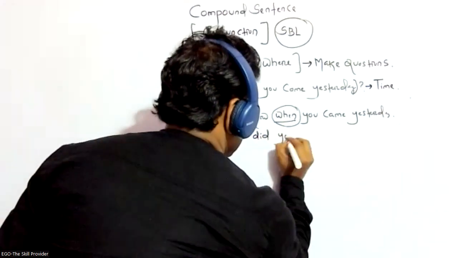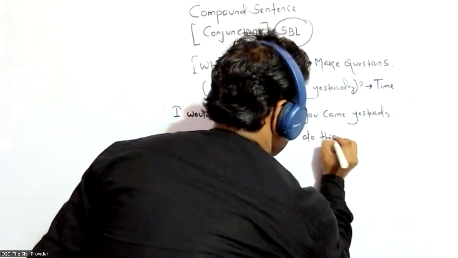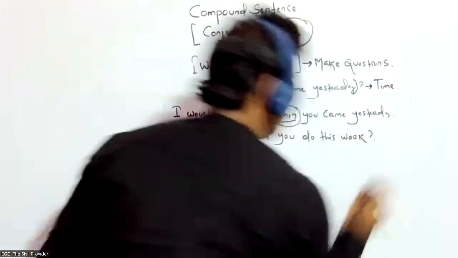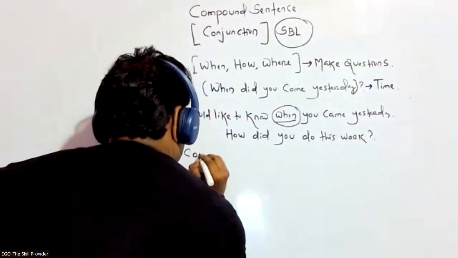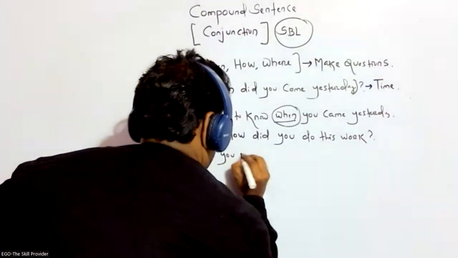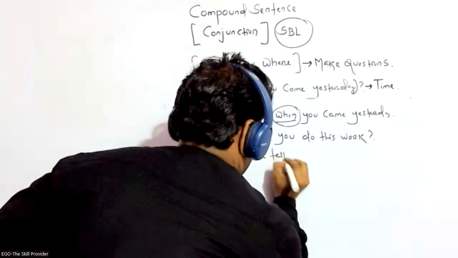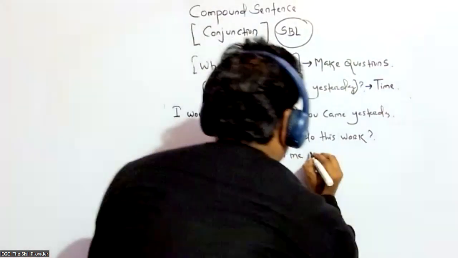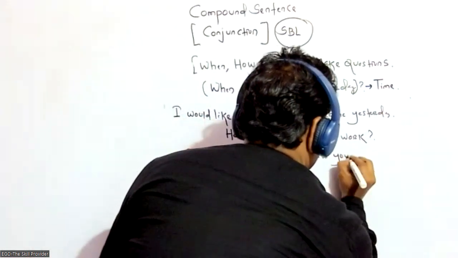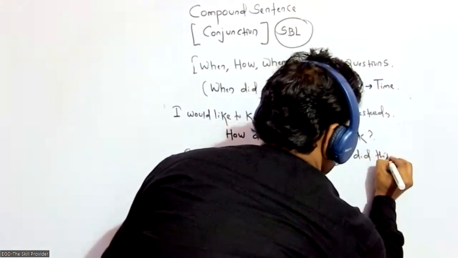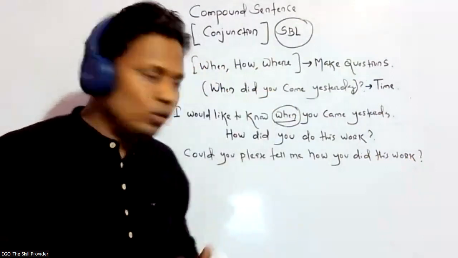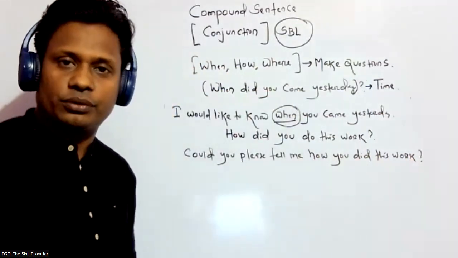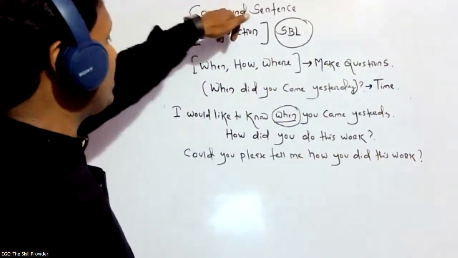How did you do this work? This is the question. Suppose apan danko pacheri, could you please tell me how you did this work? So this is how, when, how and where it is used in a sentence. Sentence are kemti use hochi dekhantu. Just check it out. So this is called a compound sentence.